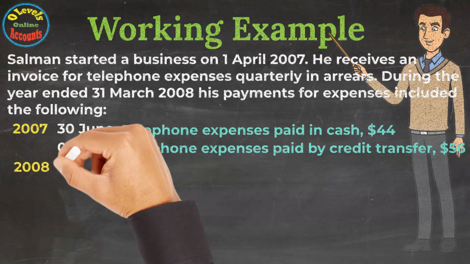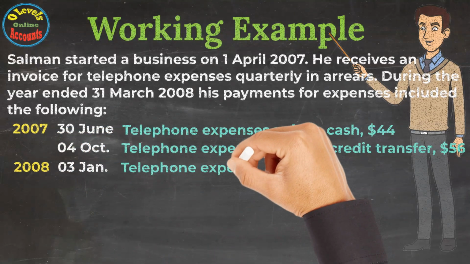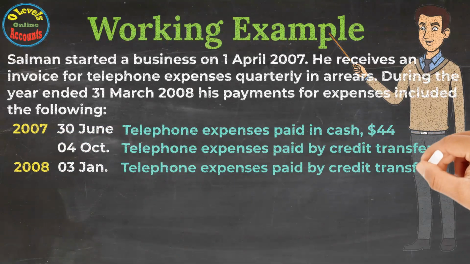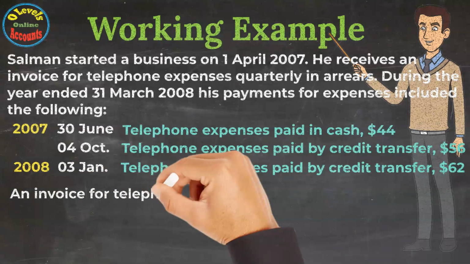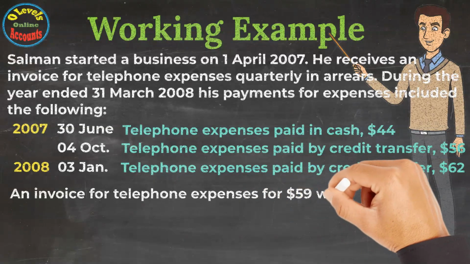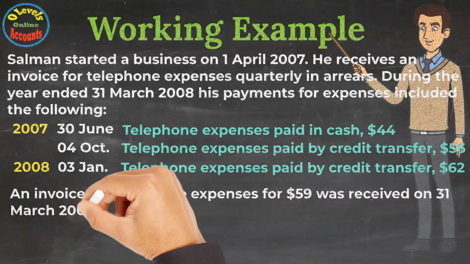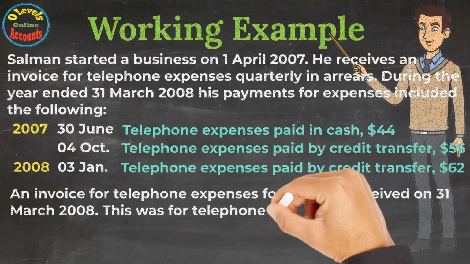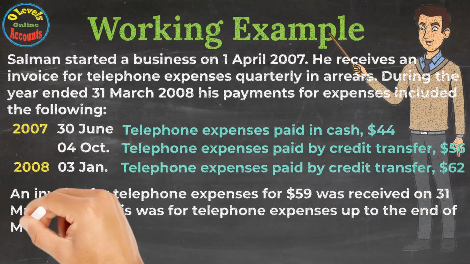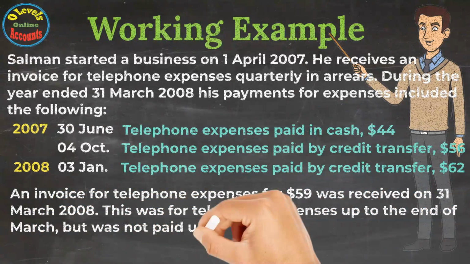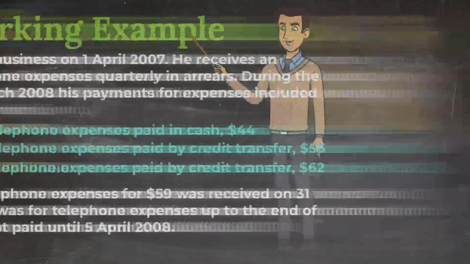2008, the 3rd of January, telephone expenses paid by credit transfer, $62. An invoice for telephone expenses for $59 was received on the 31st of March 2008. This was for telephone expenses up to the end of March, but was not paid until the 5th of April 2008. Let's move to the requirements.